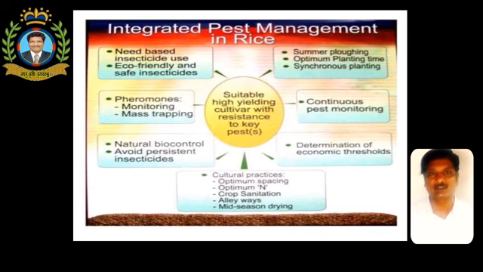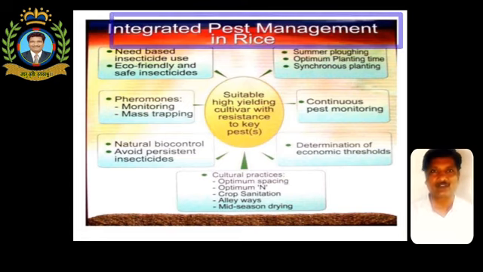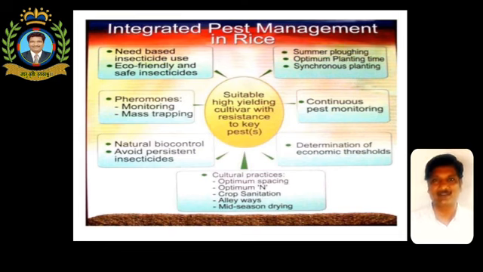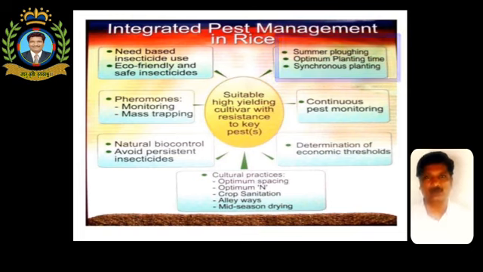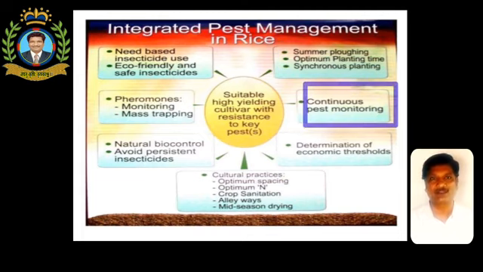Now we will look at the strategies which can be used as integrated pest management for paddy crop. The most important thing is the selection of a resistant variety. Before that, preparatory tillage operations such as deep summer plowing and maintaining the optimum planting time are very important. After that, synchronous planting should be adopted. Later on, continuous pest monitoring should be done on a surveillance basis.